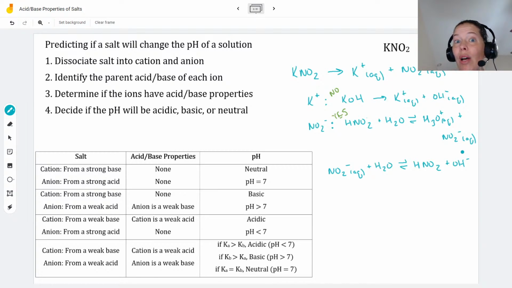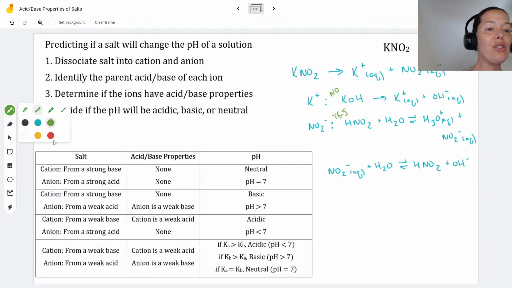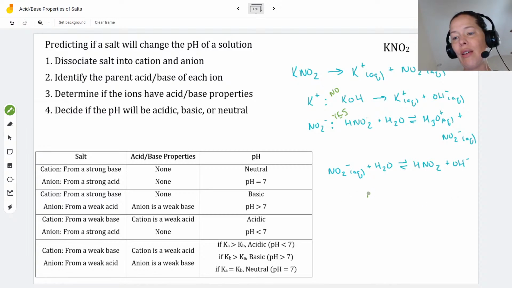Okay, so if you have a solution and you have created hydroxide, do you have an acidic solution, a basic solution, or a neutral solution? Well, you have formed some hydroxide, so you have a basic solution. So this salt will give a basic solution.